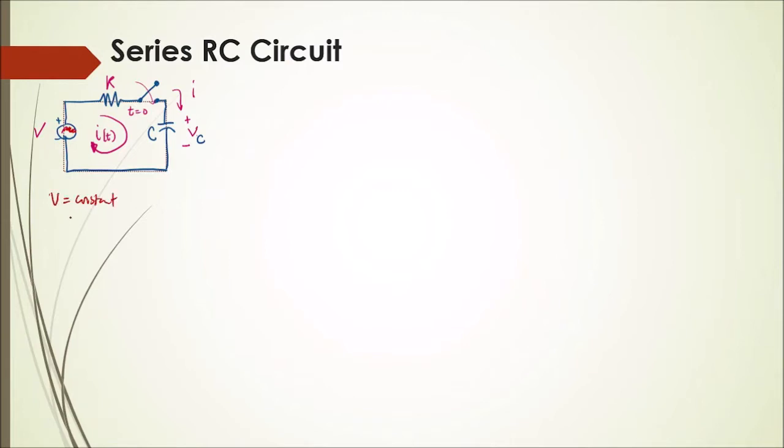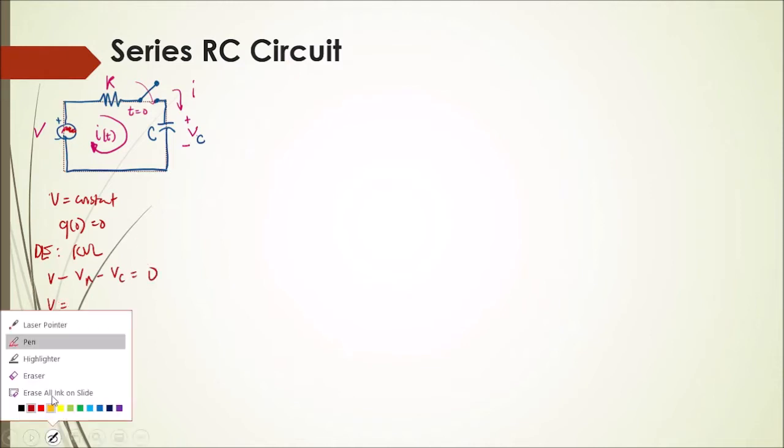And then our charge Q is equal to 0, initial value. Okay, so muna itong first assumption because our source is constant. Now, applying the same to find the DE, we use the KVL. So KVL, that's V minus VR minus VC equal to 0. Diba?